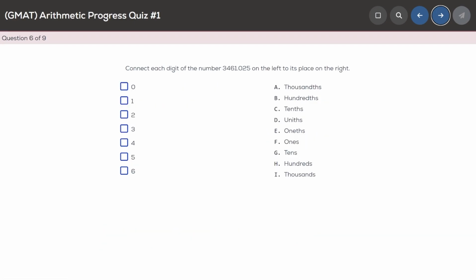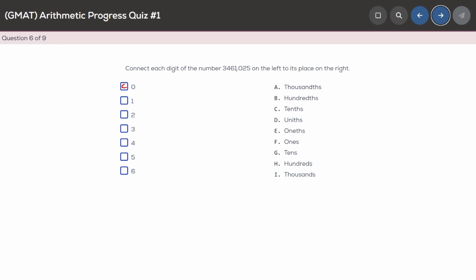Number 6, connect each digit. So this is about number places, right? The 0, what position is that occupying? That's what we call the tenths with the TH, not the tens. Do you hear the Z sound? No, this is the tenths, with an S sound versus a Z. So this is going to be the one with the S. So that is going to be C.